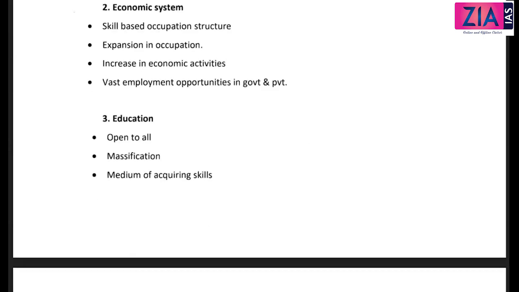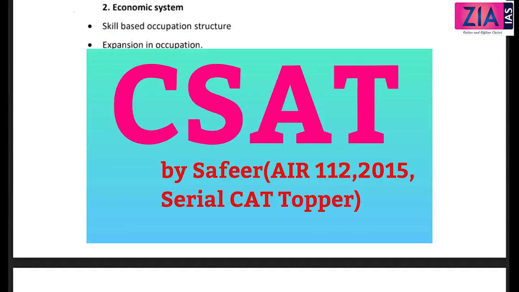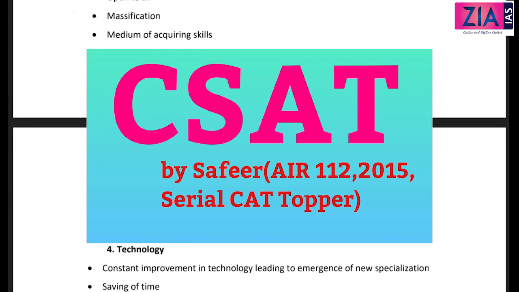Economic system, skill based occupation. That means if you have the skill, you will survive everywhere. Okay, so expansion in occupation, increase in economic activities, vast employment opportunities in government and private. Education, again open to all, massification of education. We haven't discussed this yet.